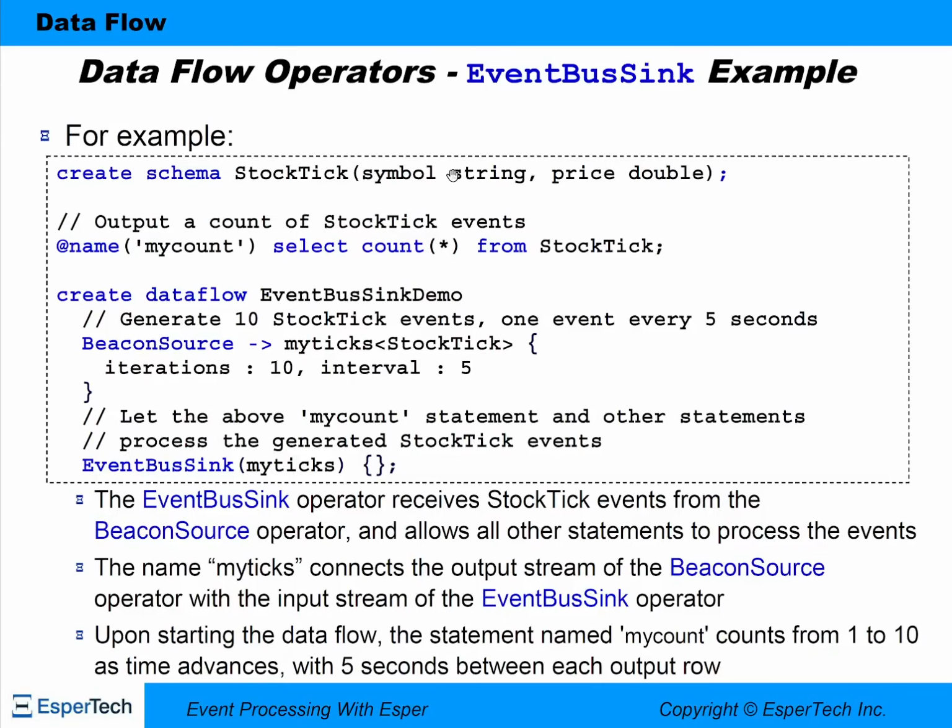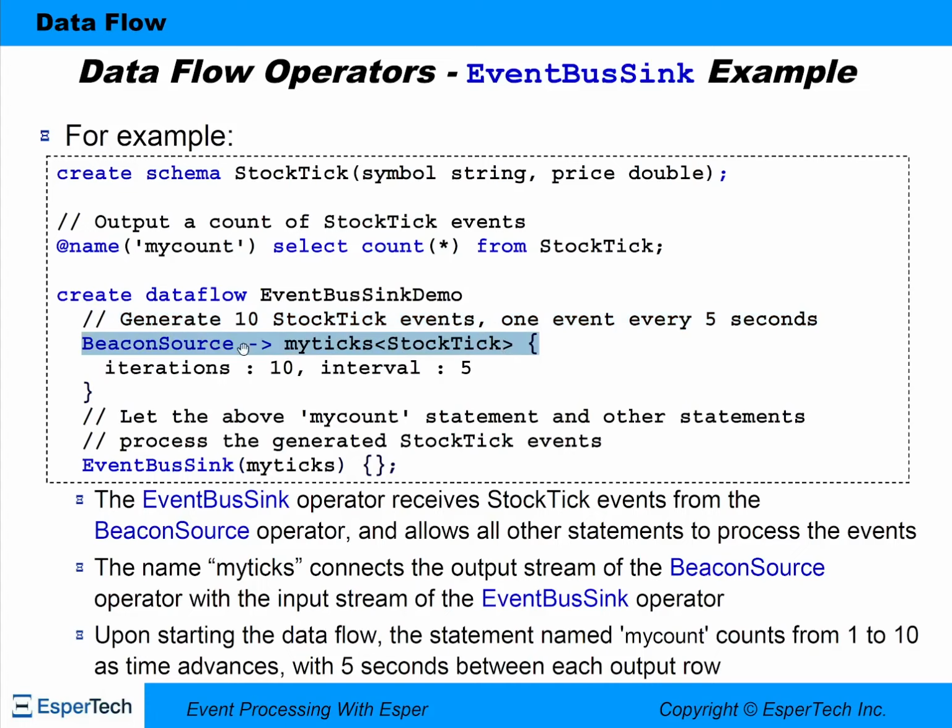For example, create schema StockTick(symbol string, price double). The next statement outputs a count of stock tick events. @name("myCount") select count(*) from StockTick. Create dataflow EventBusSyncDemo. Generate 10 stock tick events, one event every 5 seconds.